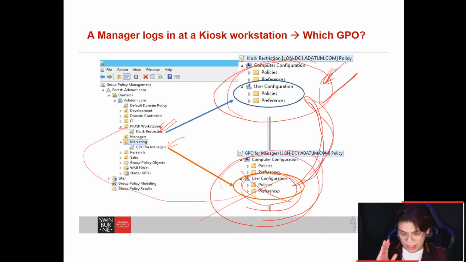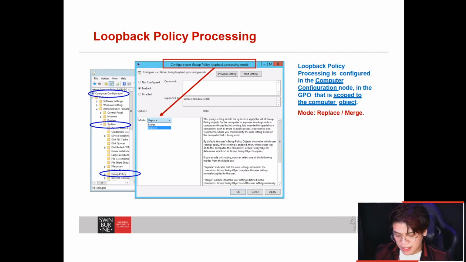Okay, that's about it. And then you can change the loopback policy processing inside that setting over there under Computer Configuration, System, and Group Policy: Configure user Group Policy loopback processing mode, replace or merge. If you enable it, it will apply. If it's not configured or disabled, then it will not use the group policy loopback processing.